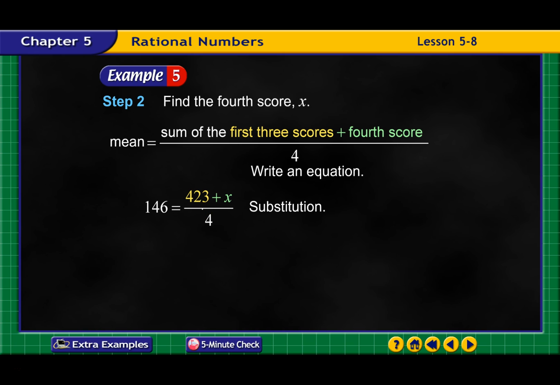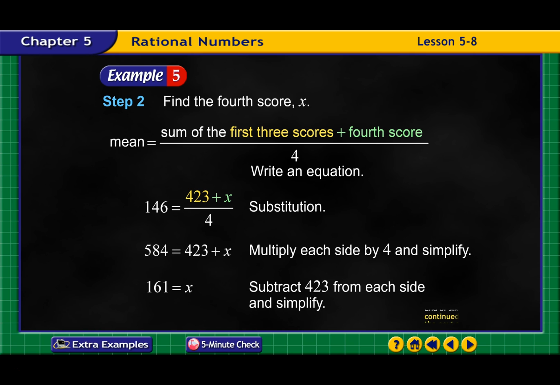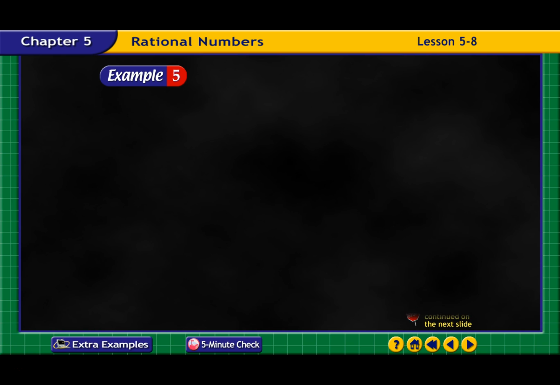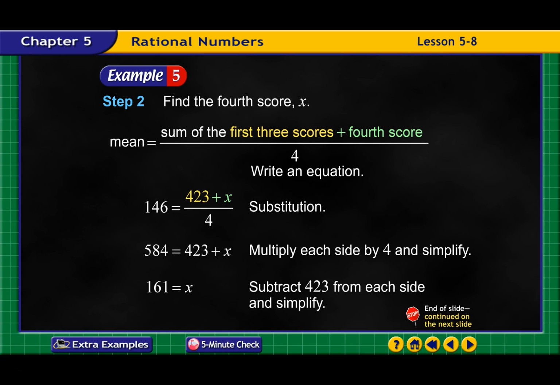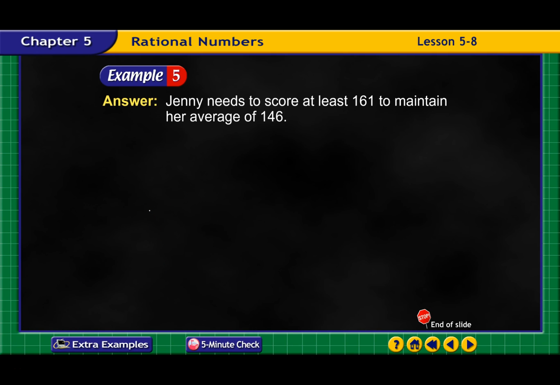Now, I probably would have just added the first 3 scores together to get this number, because this whole step before was a little confusing. So I would just take the first 3 scores that we had, add them together, put x over 4, and it needs to equal 146. So we multiply both sides by 4, divide by 423, and that means she needs to get at least a 161 in order to maintain her average of 146. So that's what this says here.